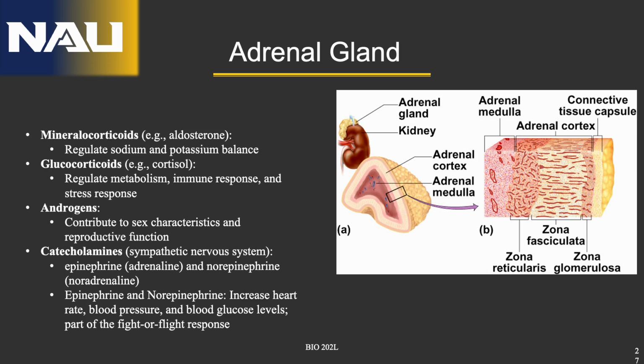The adrenal medulla produces catecholamines, specifically epinephrine, adrenaline, and norepinephrine, noradrenaline. These hormones are part of the sympathetic nervous system and are crucial for the fight or flight response. They increase heart rate, blood pressure, and blood glucose levels, preparing the body to respond to stress.